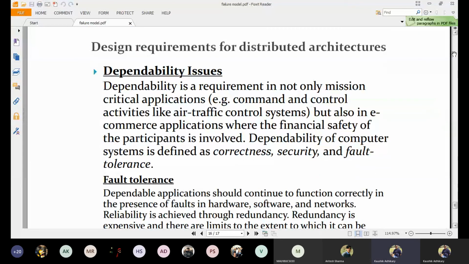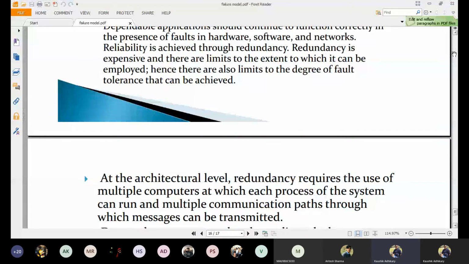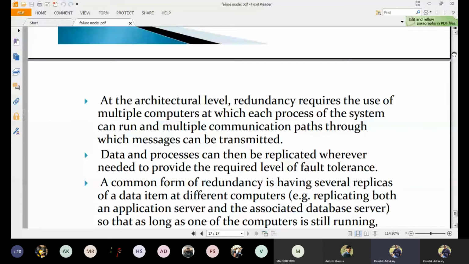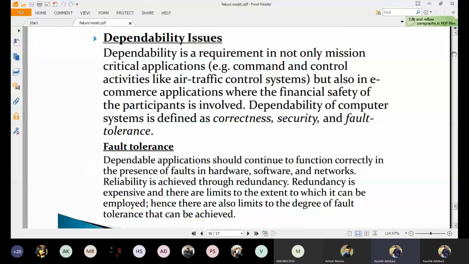So, another design requirement is dependability and fault tolerance. Dependability is a requirement not only in mission critical applications, for example command and control activities like air traffic control systems, but also in e-commerce applications where the financial safety of the participants is involved. Dependability of a computer system is defined as correctness, security, and fault tolerance.